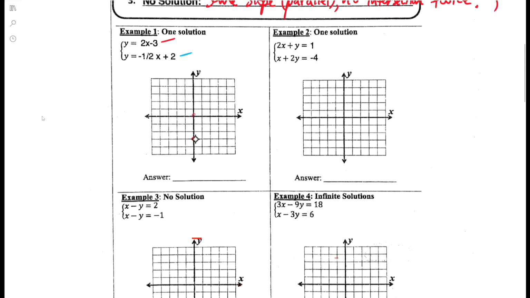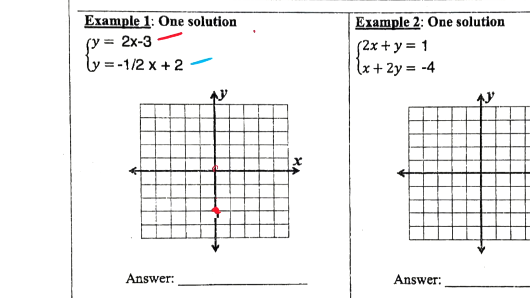The slope is 2 or 2 over 1. 2 over 1 means go up 2 and over 1. Up 2 and over 1. Continue that.